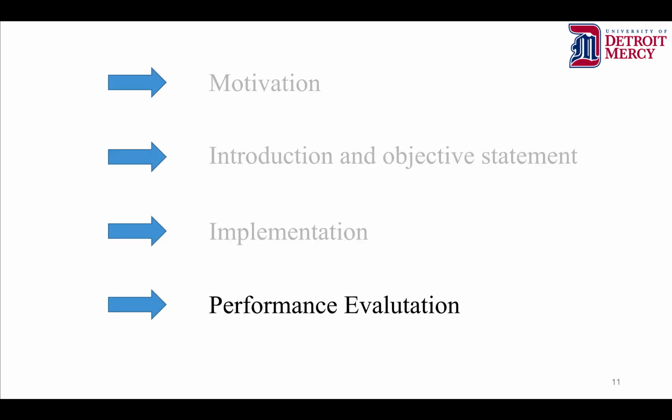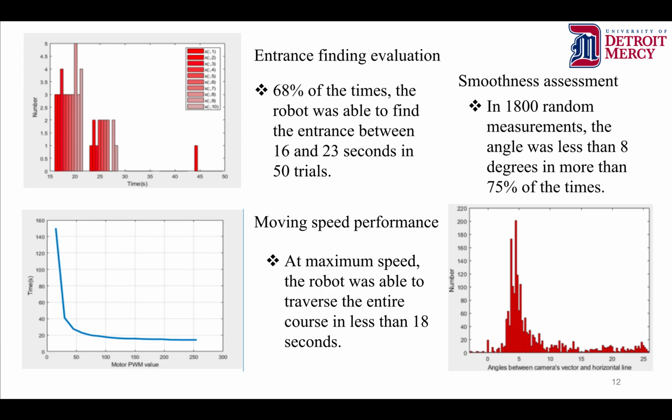The performance evaluation. For this part, we have three performance tests. The first is the entrance finding evaluation. We did this test in 50 trials. In 96% of the trials, the robot was able to find the entrance between 16 and 23 seconds.